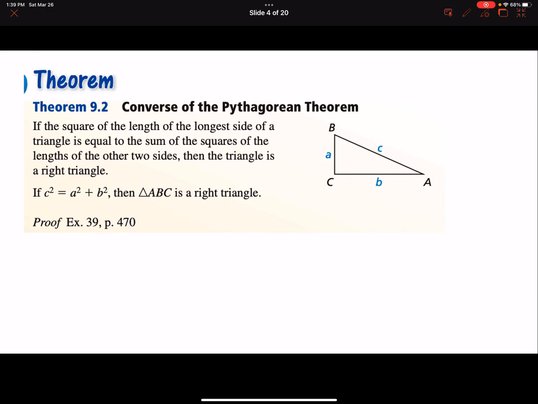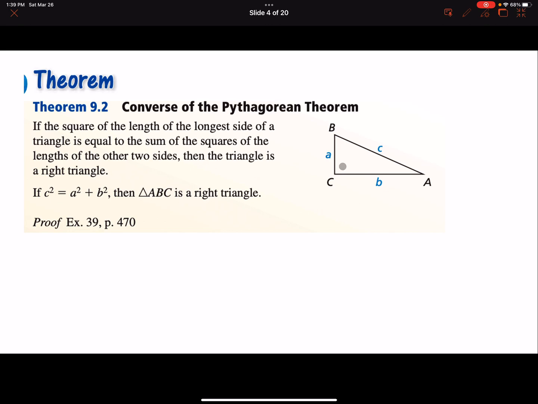The converse of the Pythagorean theorem. Even though you may not have learned this way, I know that if you did take 7-8, you should have learned this as well, okay? It's basically saying if I have a triangle that's not labeled, so in this case I've got this triangle ABC, I don't know if it's a right triangle or not because there's nothing here that tells me that this angle is a right angle, okay?